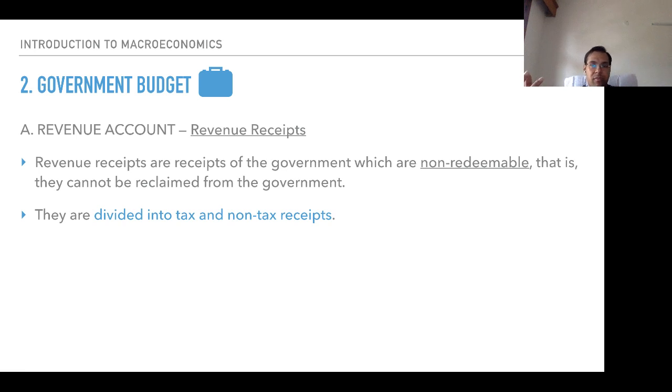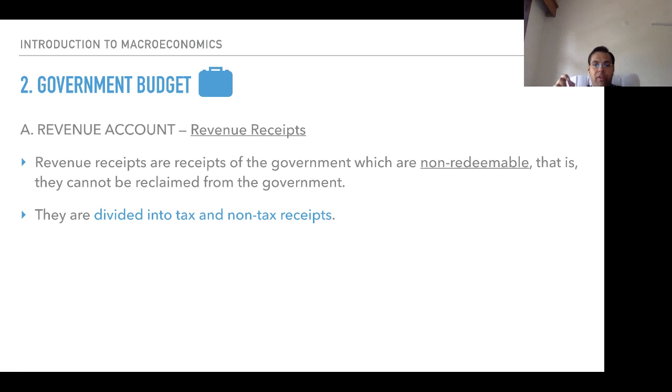Whatever we have given to the government, that is for the basic consumption that we have to give. You cannot escape that. So indirect taxes are the taxes which one has to give to the government of India. That is not something that can be taken back, so they cannot be reclaimed from the government.